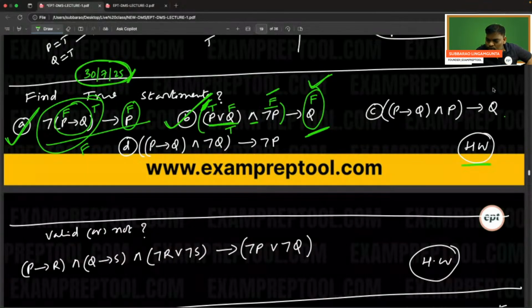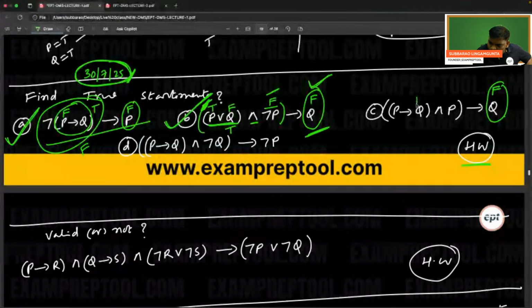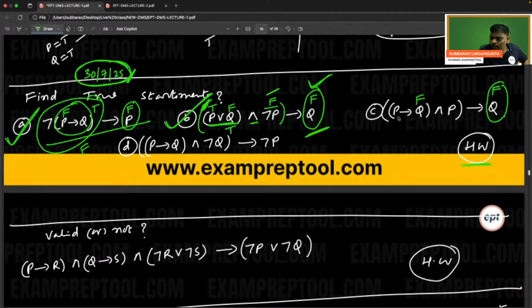Anything is okay. Q false. I have to prove left also false. Let's see what will happen. Here it is false. Q false. So here false. Let us assume that P is true. If P is true, this became false. Right? False and operation anything, it will become false. So I already proved right false means left also false. If P is true, that is the case.